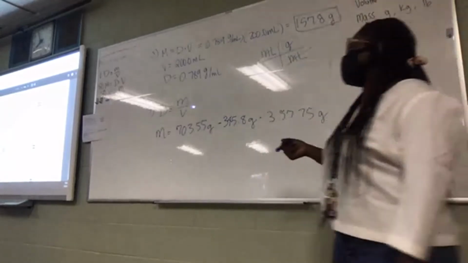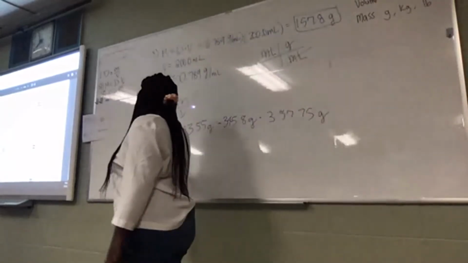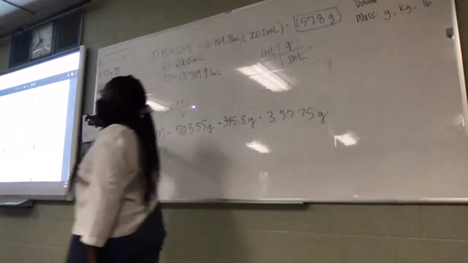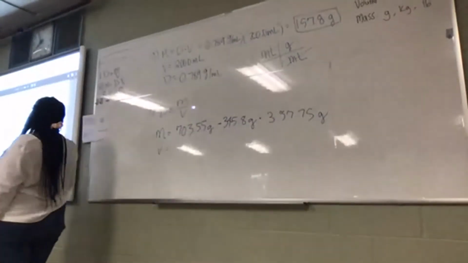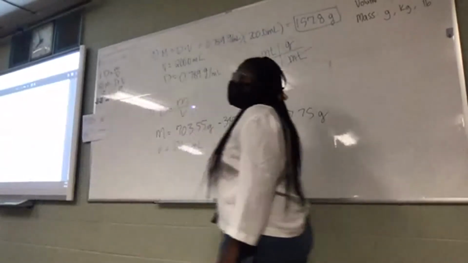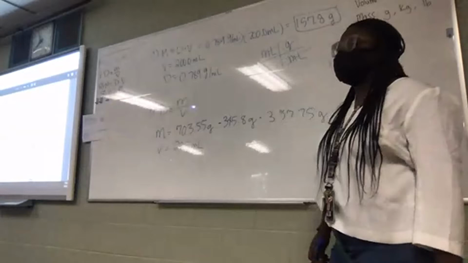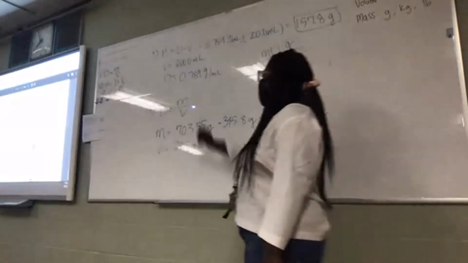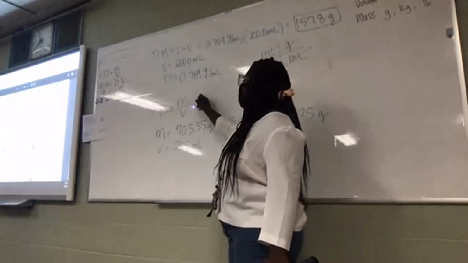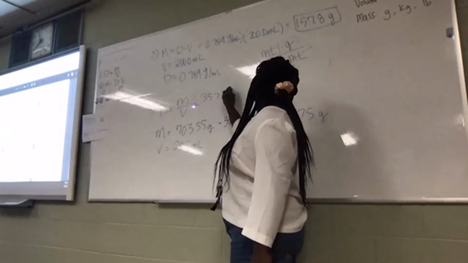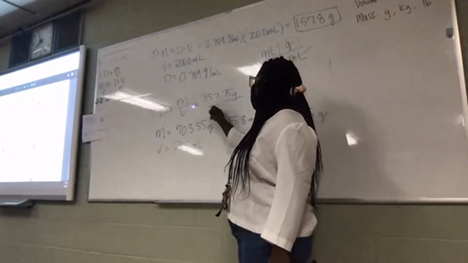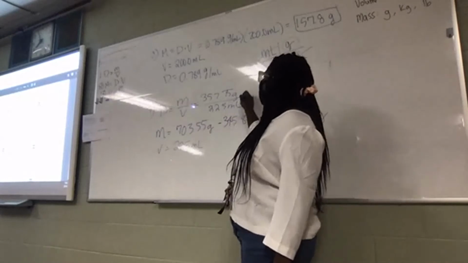Good. Now let's see if I've been given a volume. Have I been given a volume? Yes. What's my volume? Read the question. What's the volume? 225 milliliters. Good, 225 milliliters. Now what do I do? Correct, plug and chug. Here we go. My mass is 357.75 grams. My volume is 225 milliliters.